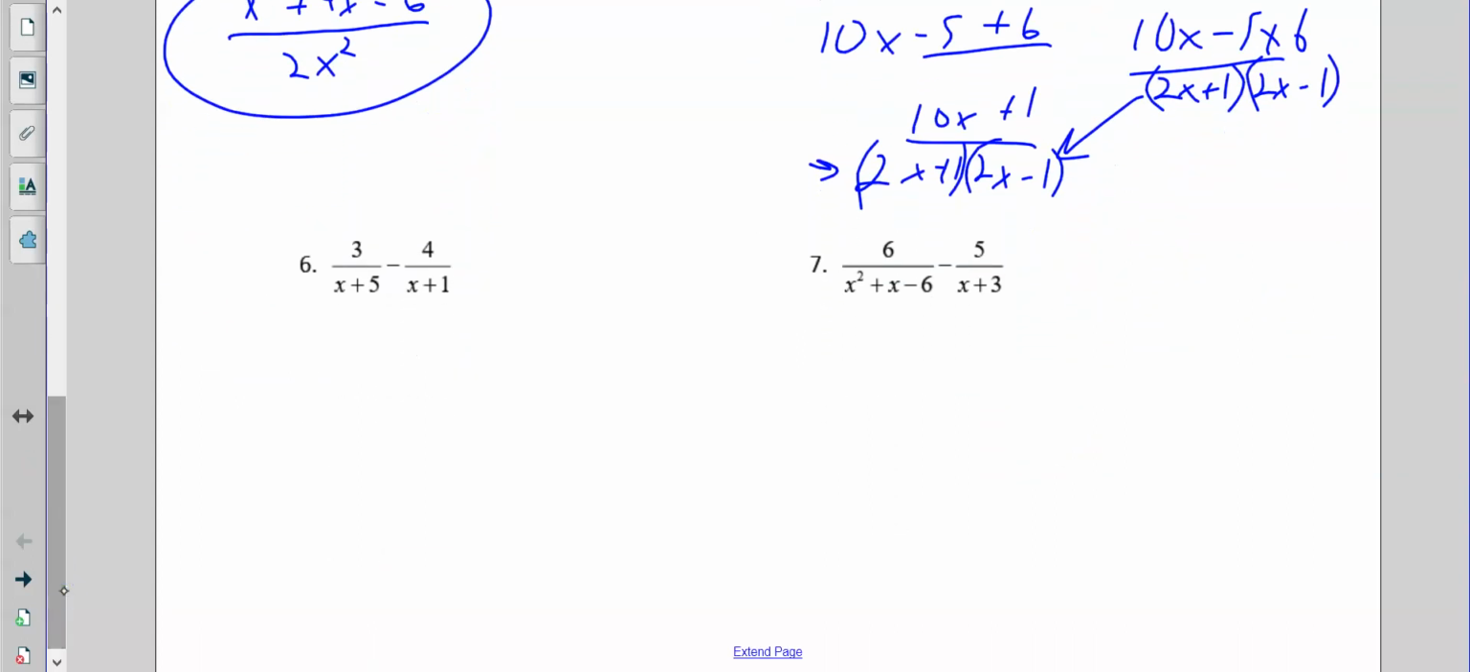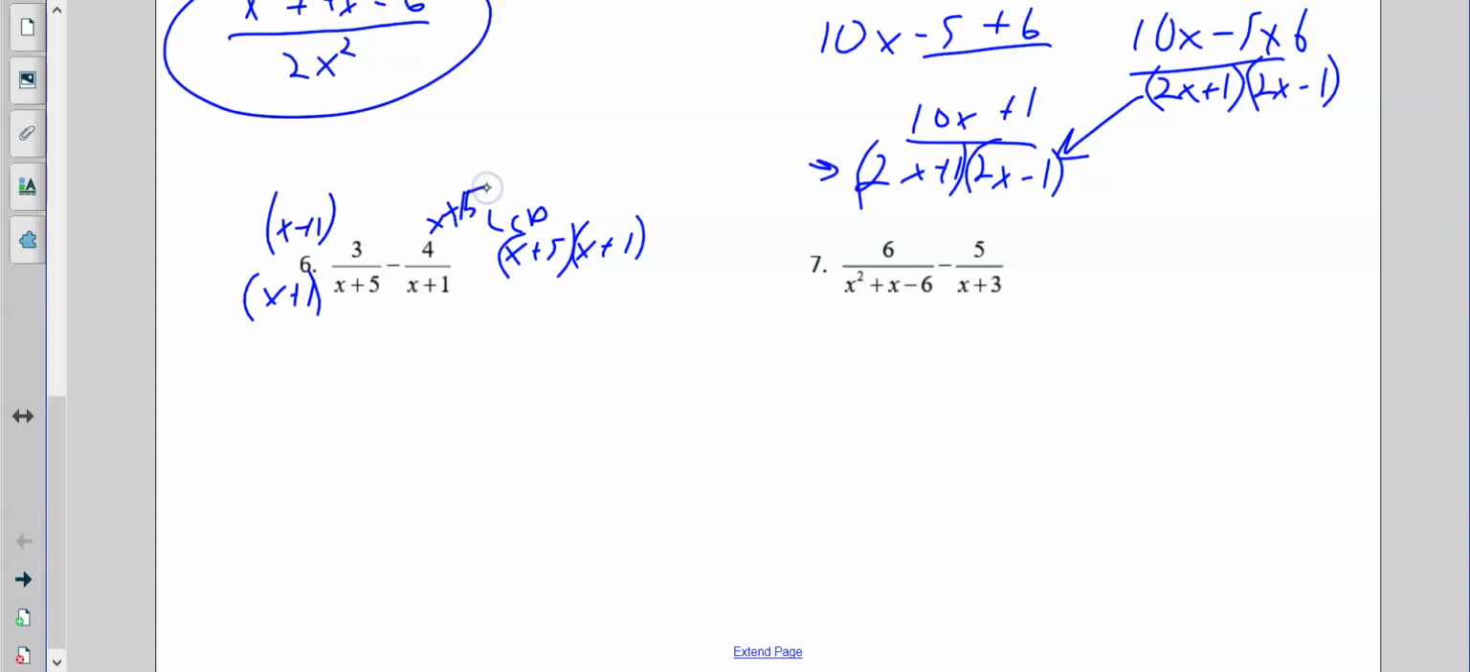Okay? All right, so here we have two different binomials. So the LCD is going to clearly be x plus 5, x plus 1. Which means on the left one, I'm going to have to multiply by x plus 1, top and bottom. Don't just do the top. And this one is going to be x plus 5. I don't know where that x minus 1 came from.